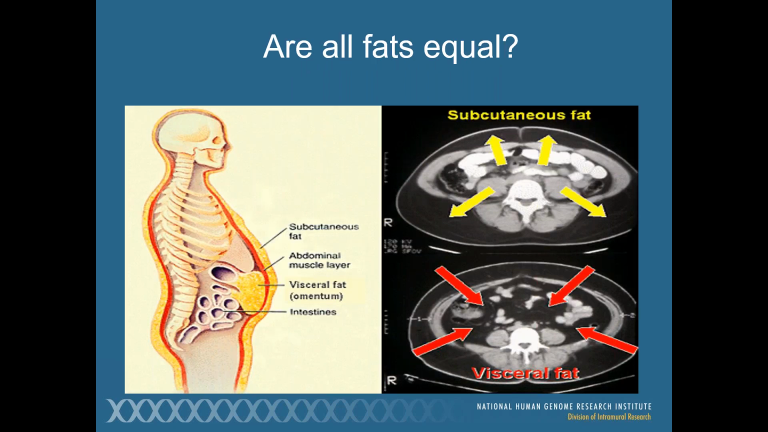So when we look at the different types of distribution, here the scan is showing the subcutaneous fat, which is less pathogenic, and then the visceral fat. With visceral fat, once the fat cells themselves are full of triglyceride, they have nowhere else to go. So they start accumulating around key vital organs, especially the liver.